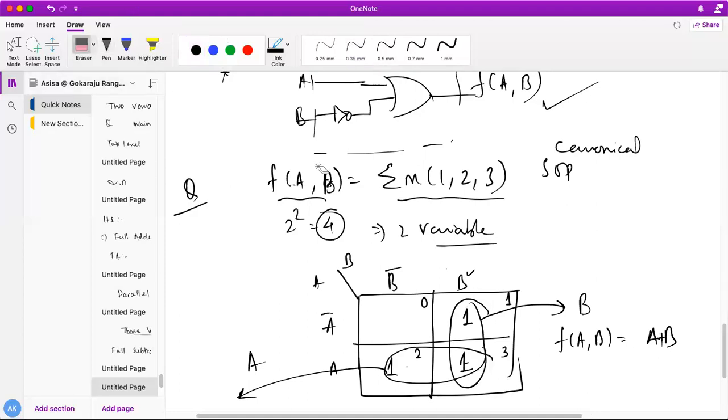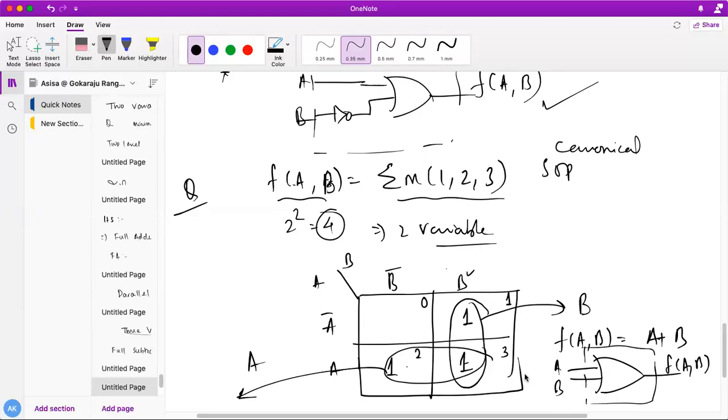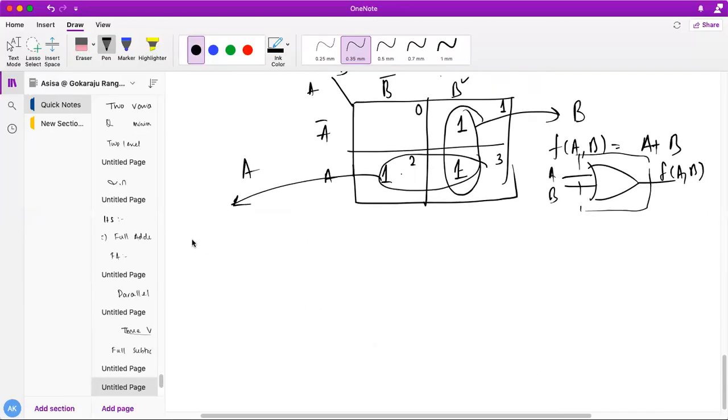Sorry, a or b, because it's SOP. SOP means these are all min terms, which we have to finally sum. So a or b, you can simply realize it by using a single OR gate, which gives f of a b. So this is the digital circuit I have designed. Very simple, students.